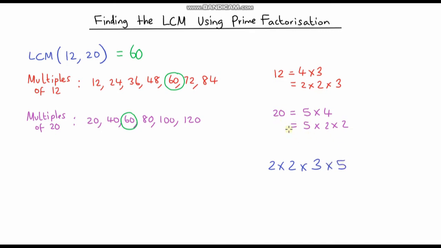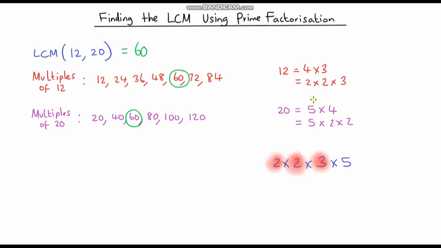so we've got our multiple of 20. What I've highlighted in red here shows that it's a multiple of 12 because it's got 2 times 2 times 3 in. And what I've highlighted in purple here shows that it's a multiple of 20. It's got a 2 times 2 times 5 in. So this is our lowest common multiple of both numbers.